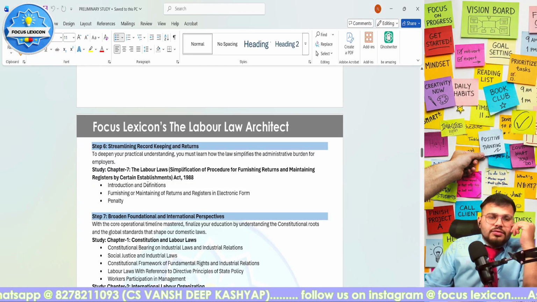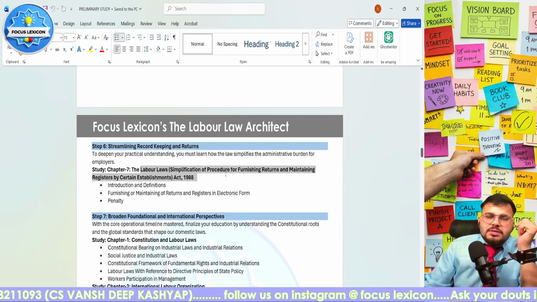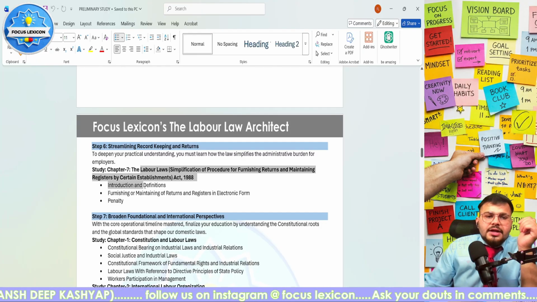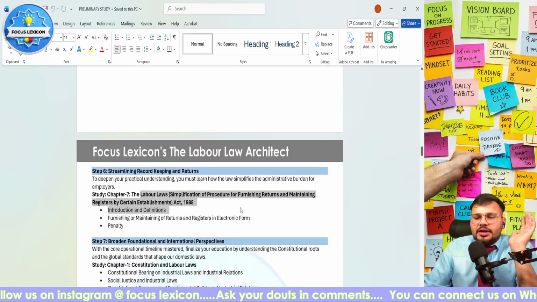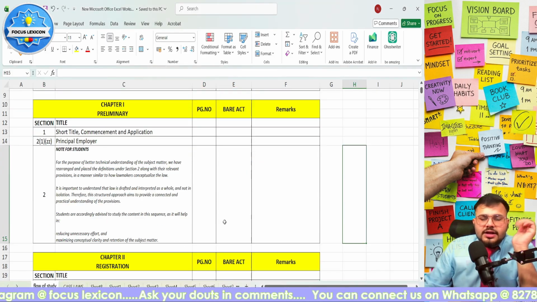Then after that you have to study chapter number 7, Labor Law Simplification of Procedure, Furnishing Return and Maintaining Register by Certain Establishments. So like this we have arranged your study material. Okay, then this is your master index.